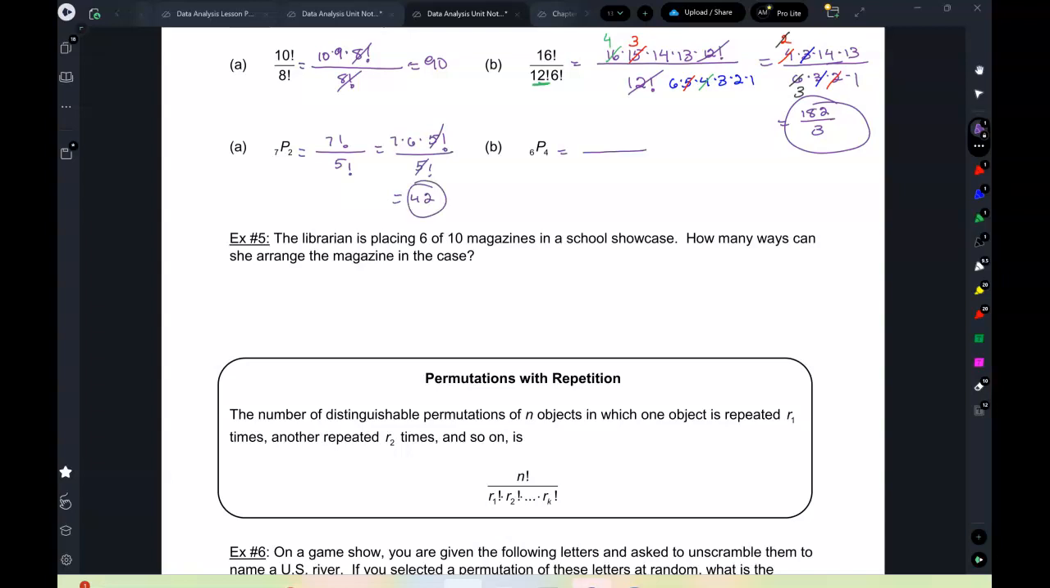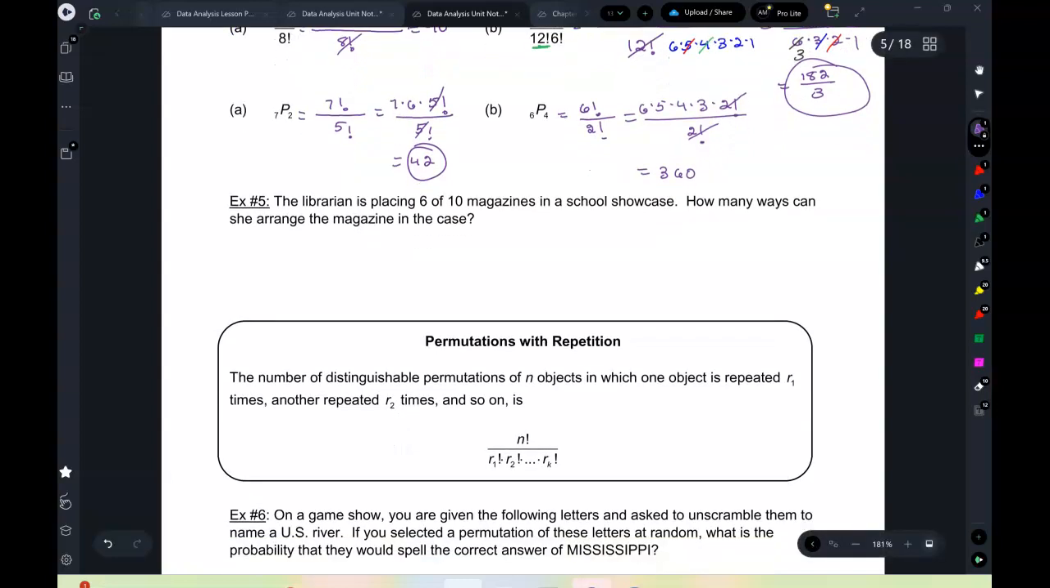So here, 6 times 5 times, let's write it out first. 6 factorial over how many factorial? 2. So this is 6 times 5 times 4 times 3 times 2 factorial over 2 factorial. Right? And that's 30 times 12, which is 360. Okay? All right, so let's move on.